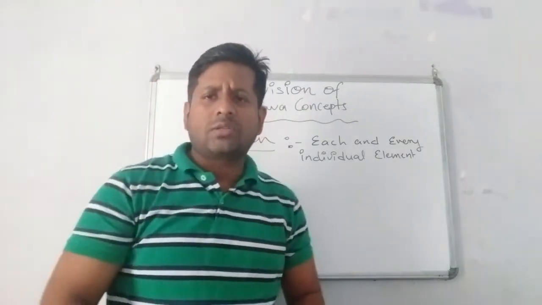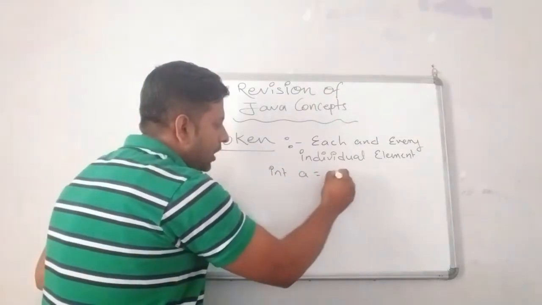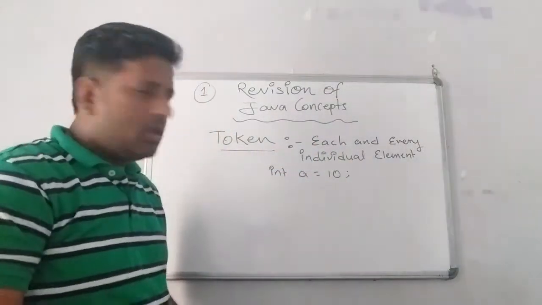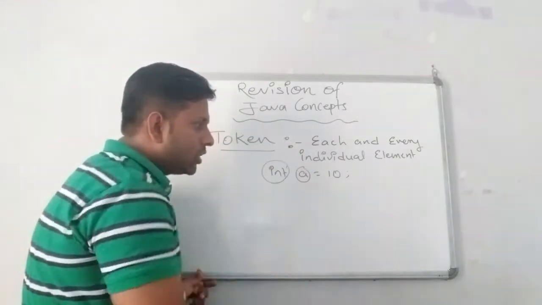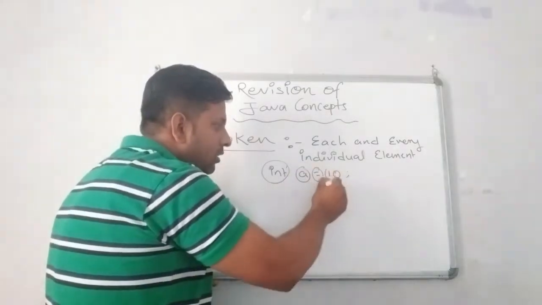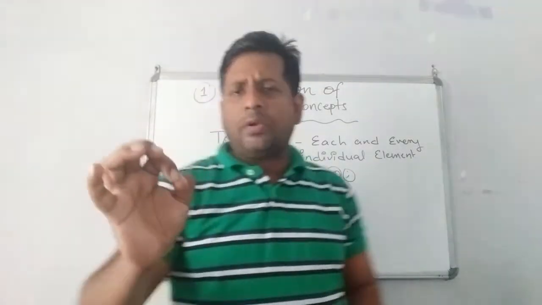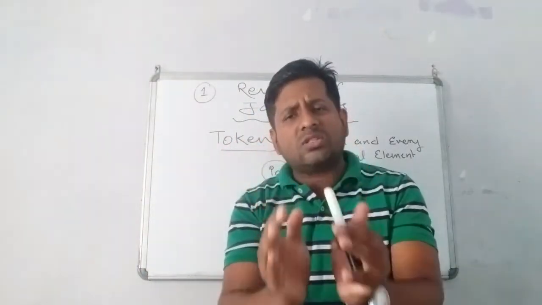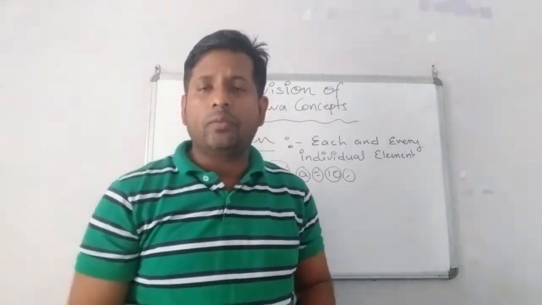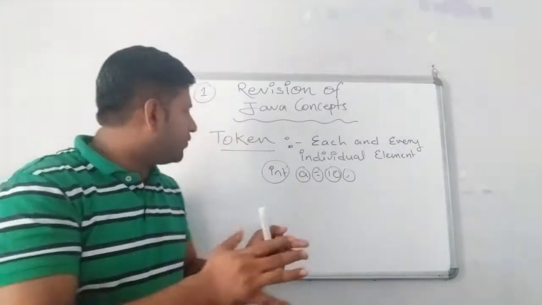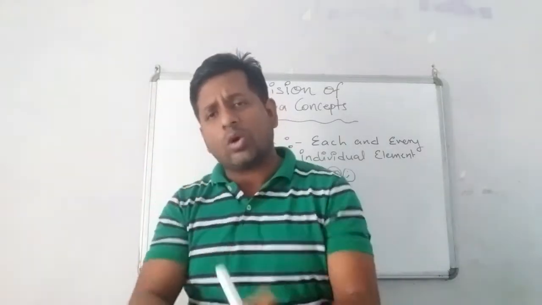Let us take one example. If I write int a = 10; children, this is a token, this is a token, this is a token, this is a token and this is a token. Each statement that consists of meaningful information, that sort of expression, is known as tokens.